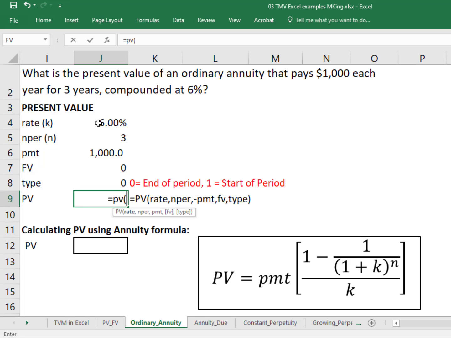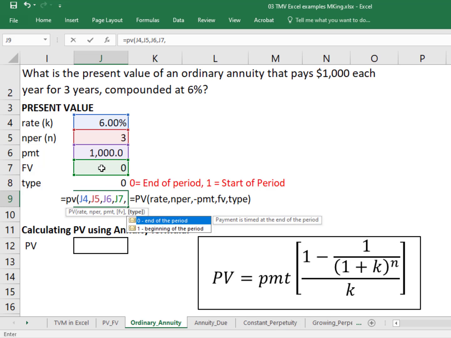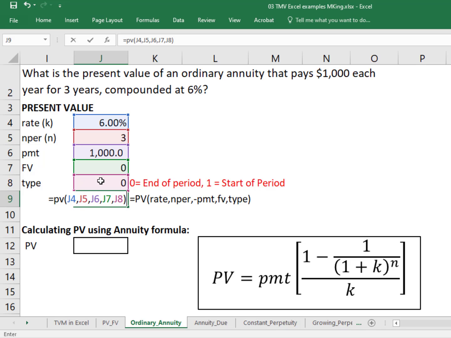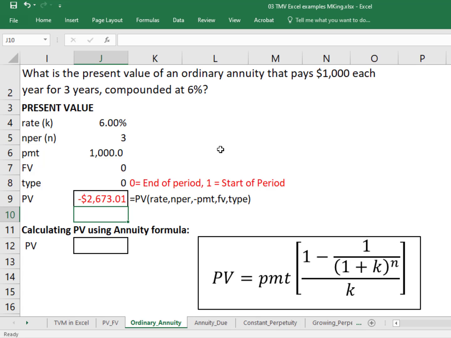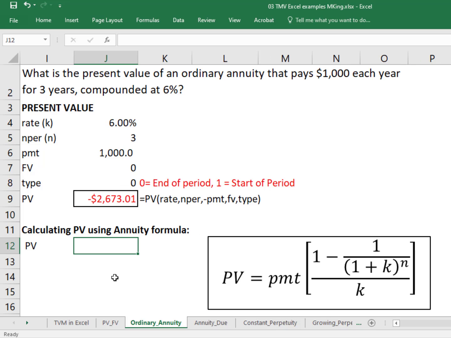Hitting PV, we have rate, number of periods, 3 equal payments with no value in the future, and payments are coming at the end of the period. What is it worth today? Well, as you can guess, with 3 payments of $1,000 each, it's going to be something like $3,000. Because it's the present value, it should be less. There you go. The present value is $2,673.01.